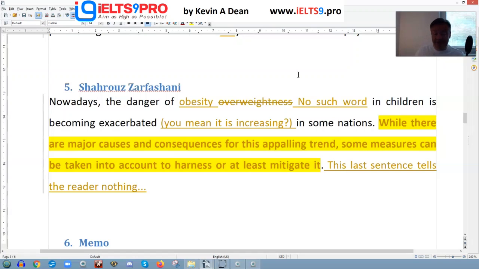Now, last sentence, it's like the one a couple of introductions ago, tells me nothing. While there are major causes and consequences for this appalling trend, which are, some measures can be taken into account, which are to harness or at least mitigate it. So, tells me nothing. Tells the reader nothing. Oh, so there's some causes and consequences. Well, we know that. We want you to tell us what they are and what the answer is. Okay.